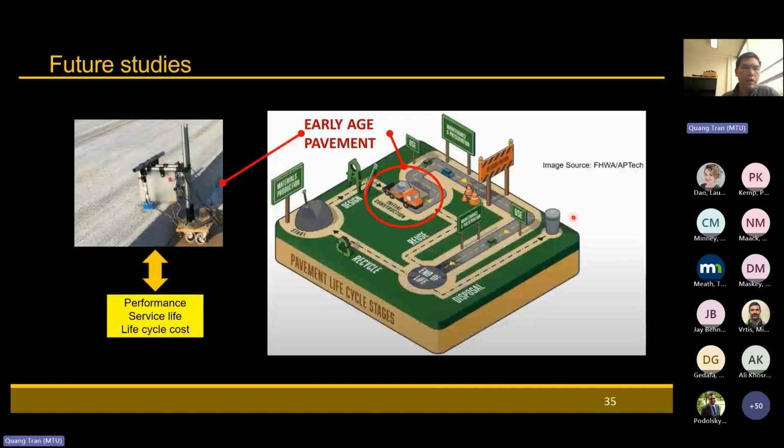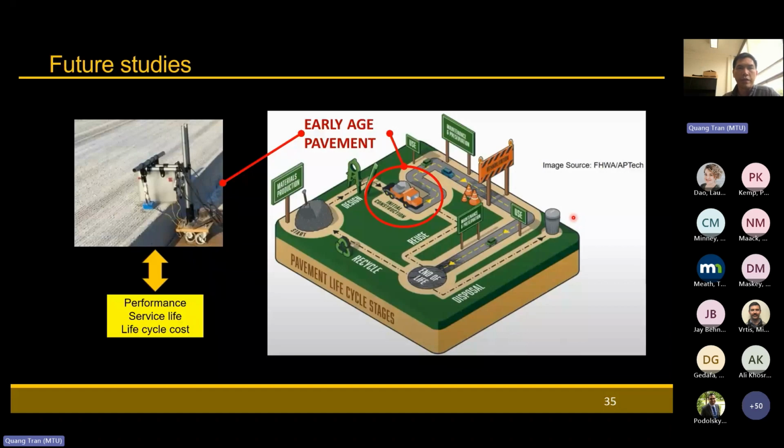The future study that I want to do is based on the fact that whatever we do right now is to enhance the quality of early-age pavement. By doing that at the right time, right at the initial stage, we can ensure the performance in service and reduce the life cycle cost of the pavement. One of the studies that I want to do is to see how much I can improve the performance, service life, or life cycle cost by applying these technologies to the pavement.